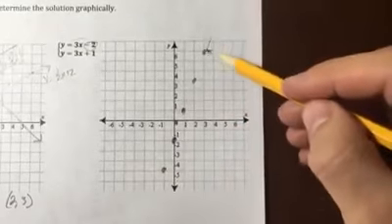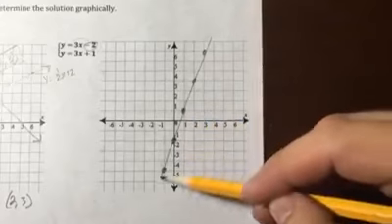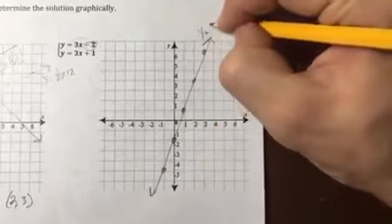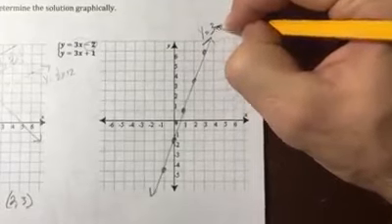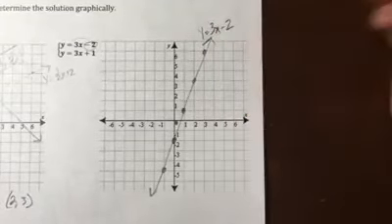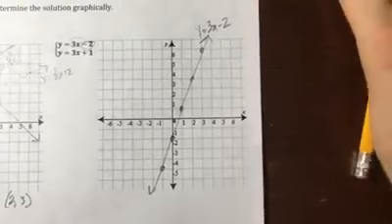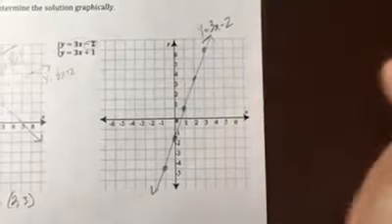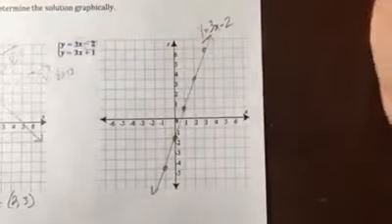So now we can just connect our points to graph the equation y equals 3x minus 2. Cool, just to make this clear, I'm going to switch colors for the second equation. So we have y equals 3x plus 1.